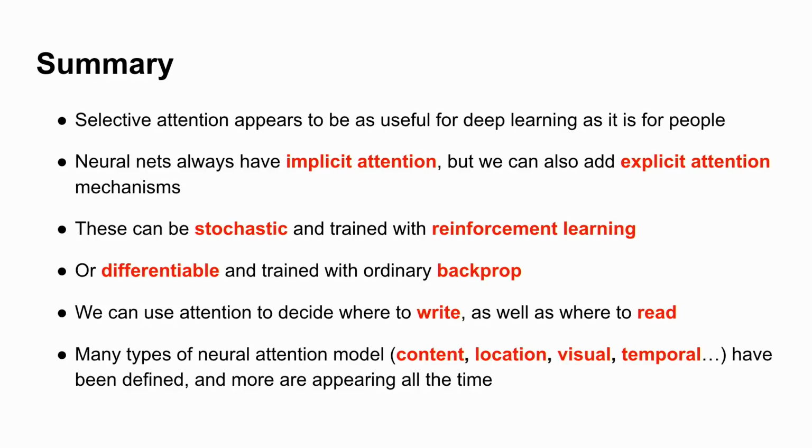You can have stochastic ones that are like reinforcement learning, where you have a stochastic sample over your next glimpse or attention. Or you can do the soft attention, which is differentiable and can be trained with backprop. And you can also use attention to decide where to write as well as where to read. So it becomes something that allows modification as well as access.